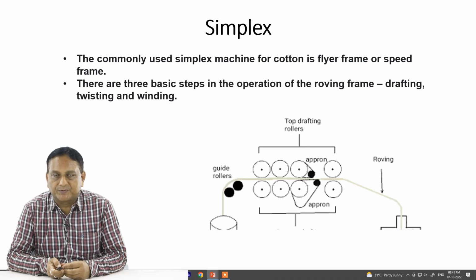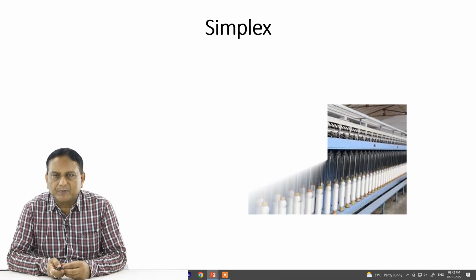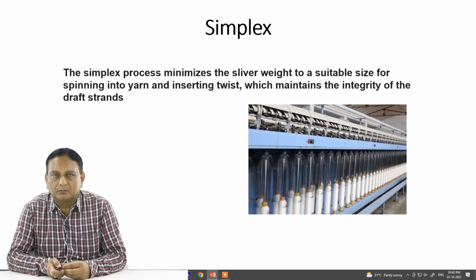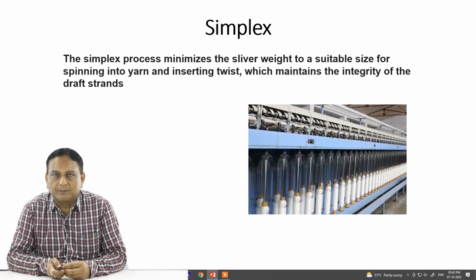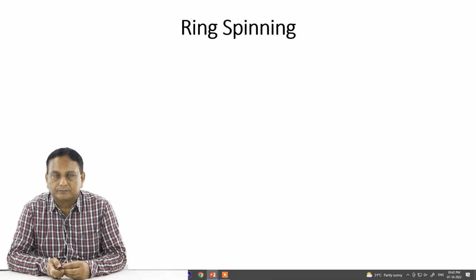Now there are three basic steps in the simplex or the roving frame. Number one is the drafting, again from the thicker to the thinner fiber assembly. Then the twisting gives some strength to the fiber assembly, and finally the winding operation. Now the simplex machine is the machine before you. The process reduces the sliver weight to a suitable size for spinning into yarn and inserts twist, which maintains the integrity of the drafted strands, as shown in the figure.